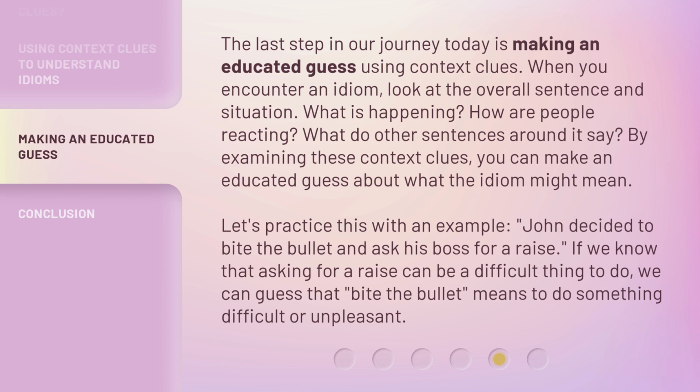Let's practice this with an example. John decided to bite the bullet and ask his boss for a raise. If we know that asking for a raise can be a difficult thing to do, we can guess that "bite the bullet" means to do something difficult or unpleasant.